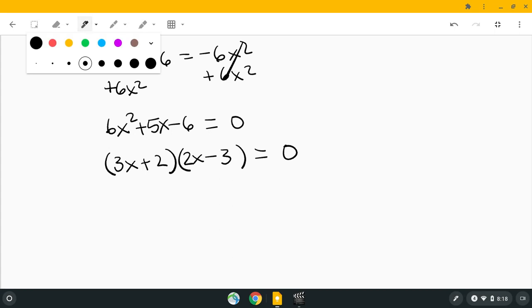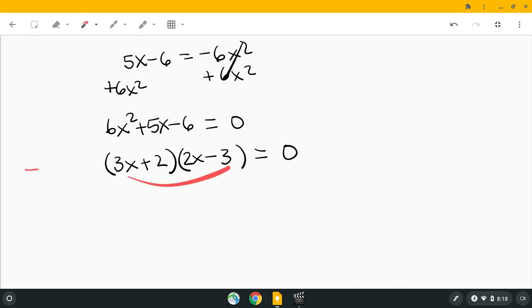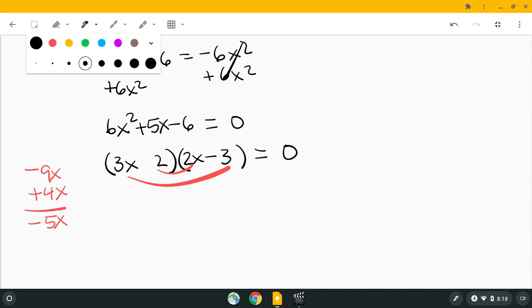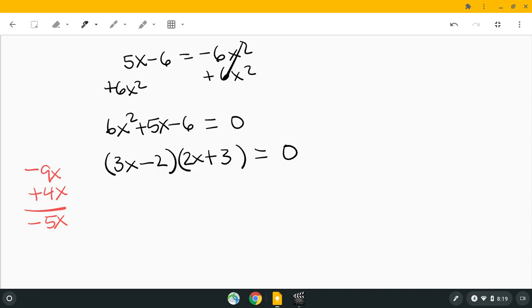Okay, so let's check our middle term. There I get negative 9x. And here I get plus 4x. That gives me negative 5x. And what do I want? Oh, I want positive. So let's just go ahead and change the signs. So this one here becomes negative, and this one here becomes positive. All right, so that works.